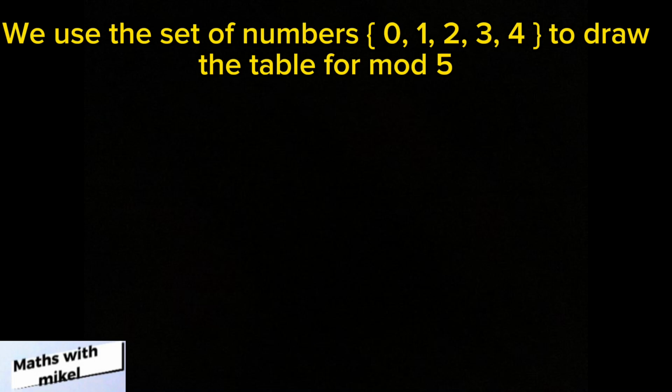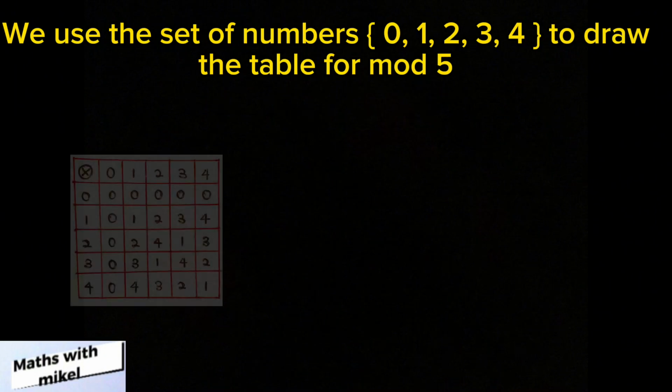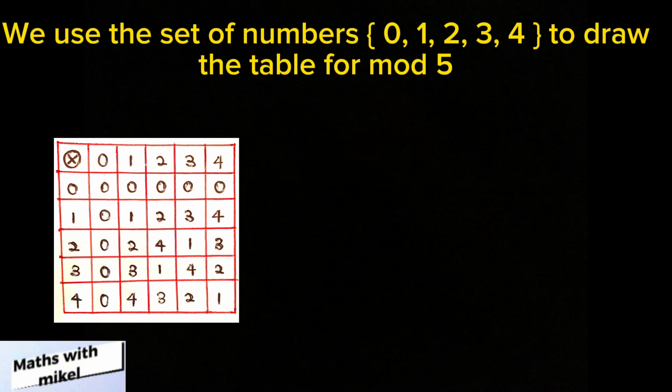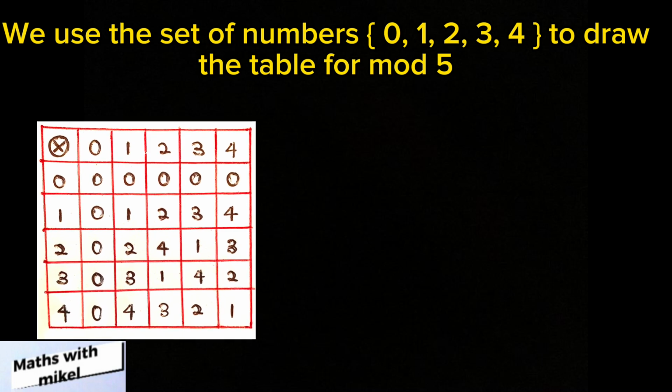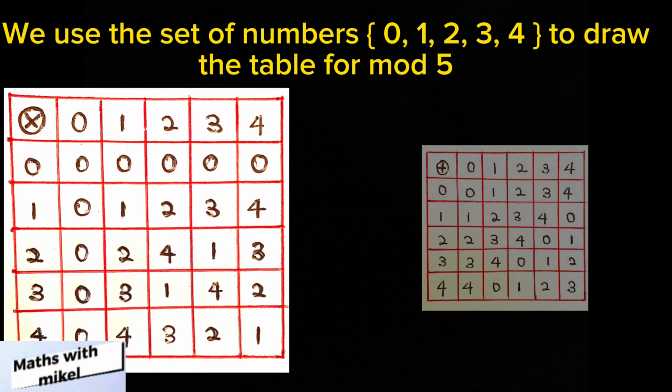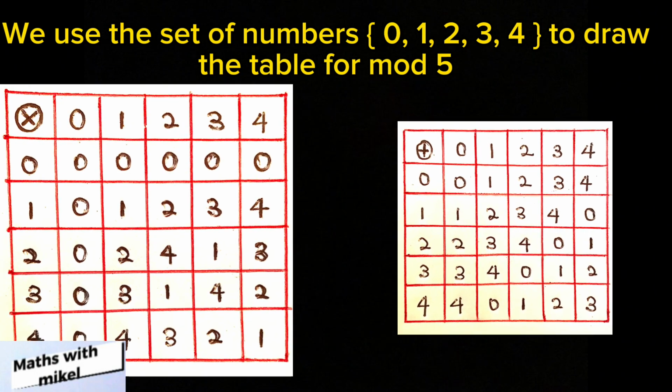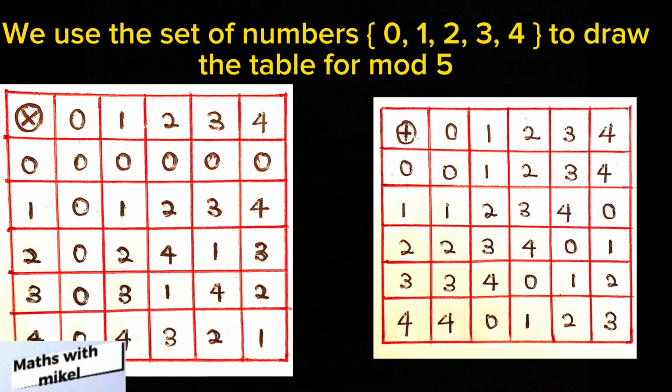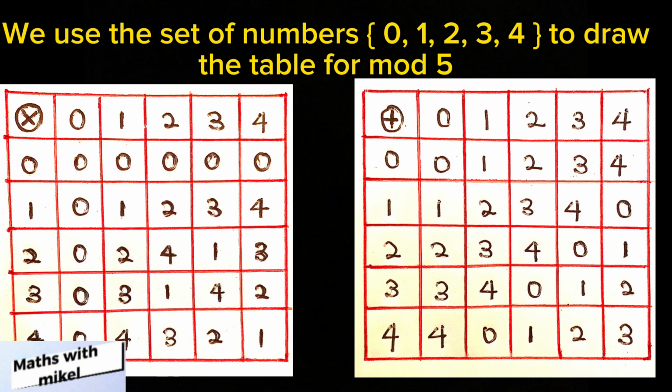Sometimes you wouldn't be given the set of values to use to draw the table. In that case, let's say you are asked to draw in mod 5, you use the set of numbers from 0 to 4. If you are asked to draw an addition table in, let's say, mod 6, and the set of numbers is not given, you use 0, 1, 2, 3, 4, and 5. If you are asked to draw in mod 7, and the numbers are not given, we use 0, 1, 2, 3, 4, 5, 6 in that order.